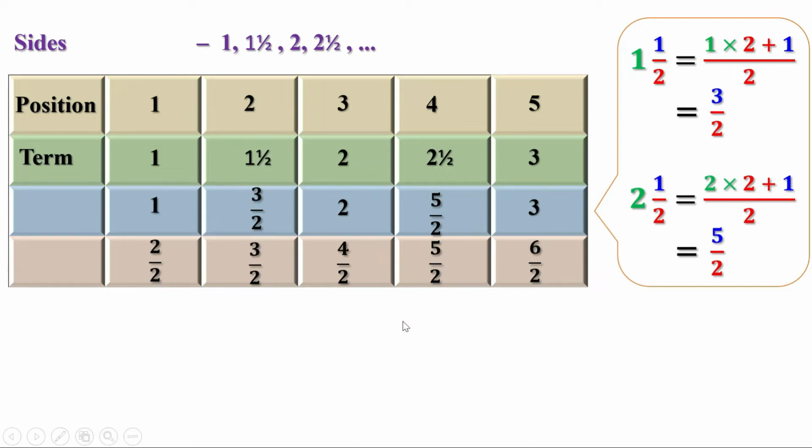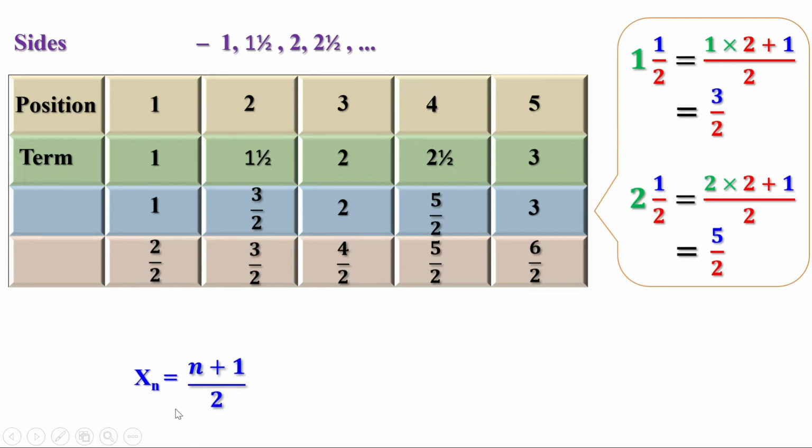So when the position is n, what will be the numerator? 1 more than the position, means 1 more than n. How can we write 1 more than n in mathematical terms? 1 more than means plus 1. 1 more than n means n plus 1. So the nth term of the sequence equal to n plus 1 divided by 2. Here 2 is common everywhere, and the numerator is 1 more than the position.